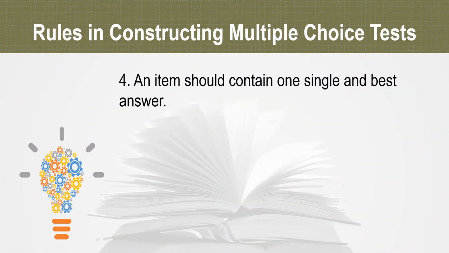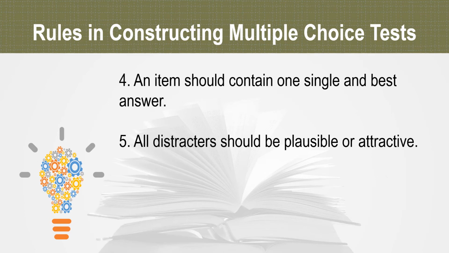4. An item should contain one single best answer. As what I have said, since this is an objective type of test and it's multiple choice, it's really impossible that your multiple choice item test has two answers. Again, there should be one best answer.